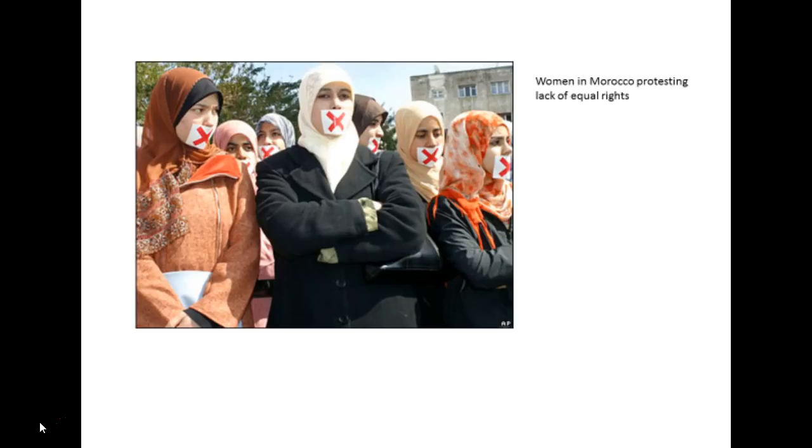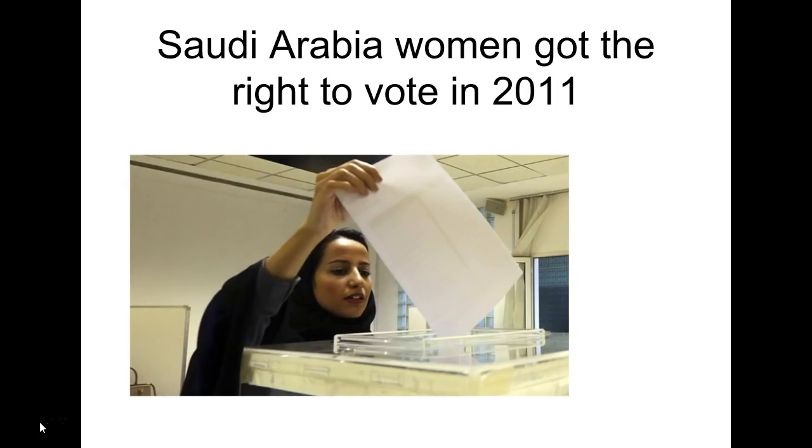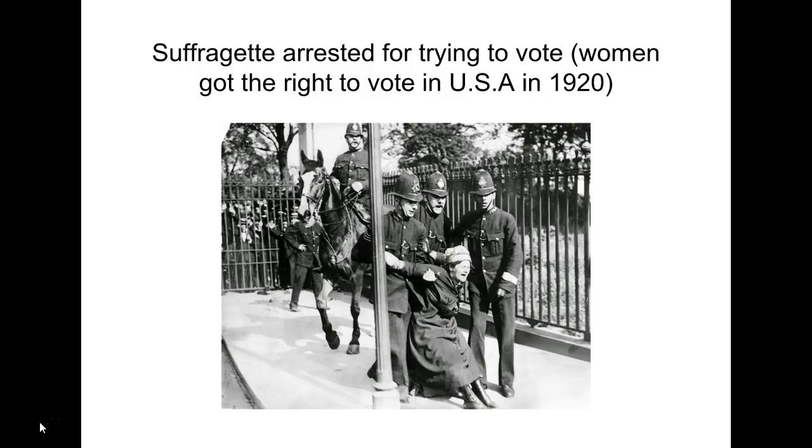So here are some images of examples of people not giving their consent or consenting. This is women in Morocco protesting their lack of equal rights. And here are some people who are giving their consent, who are participating. This is a picture from the 2005 Iraqi elections and how important it was to these people to participate in government, and they were giving their consent to having a democracy and a way to have their voice. And in Saudi Arabia, women were consenting and directing the government because they got the right to vote in Saudi Arabia in 2011. The suffragette arrested for trying to vote.